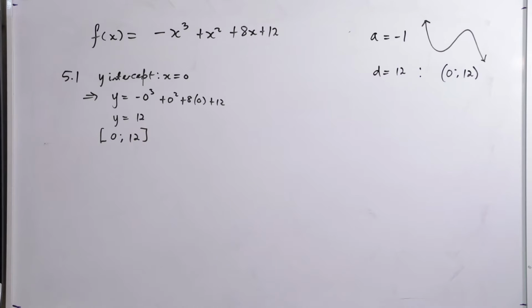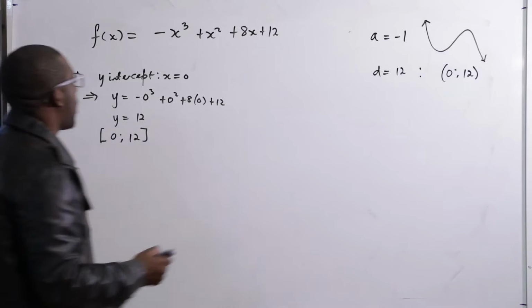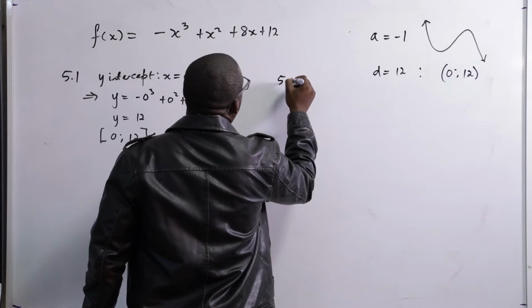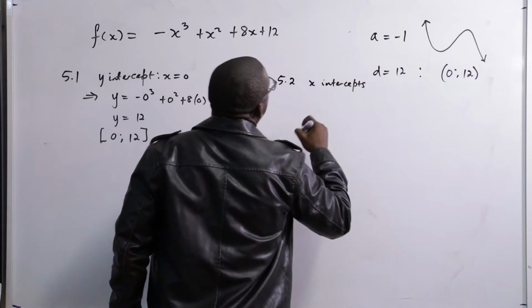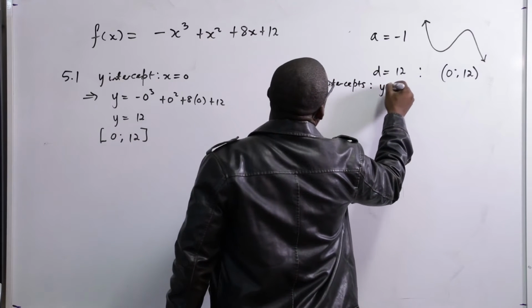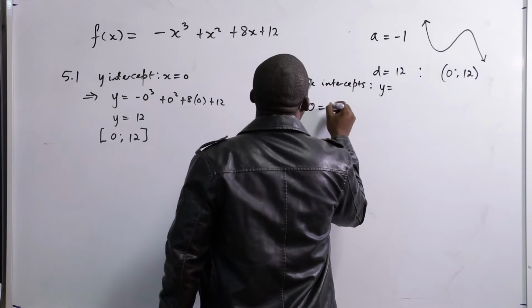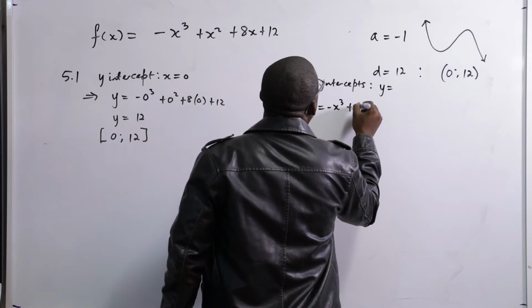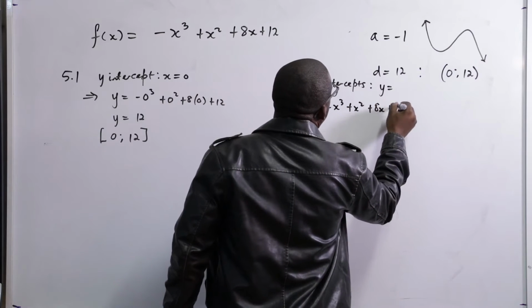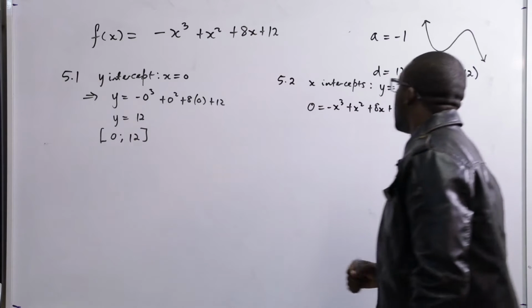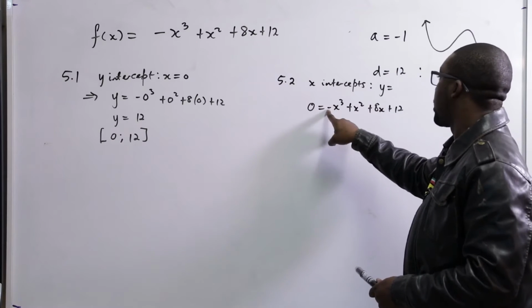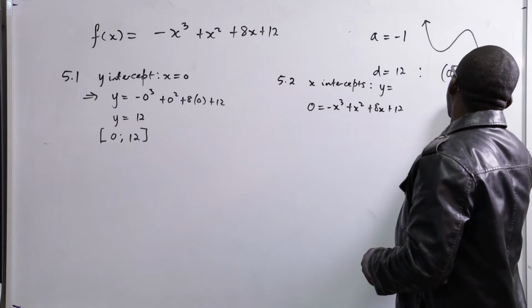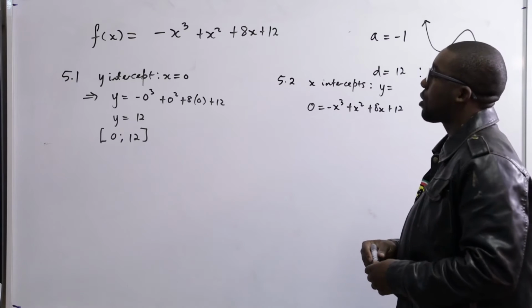5.2, calculate the x-intercepts of f. x-intercepts imply y is equal to 0. So 0 is equal to negative x cubed plus x squared plus 8x plus 12. We look at the product of this a and this d. We're going to get minus 12.